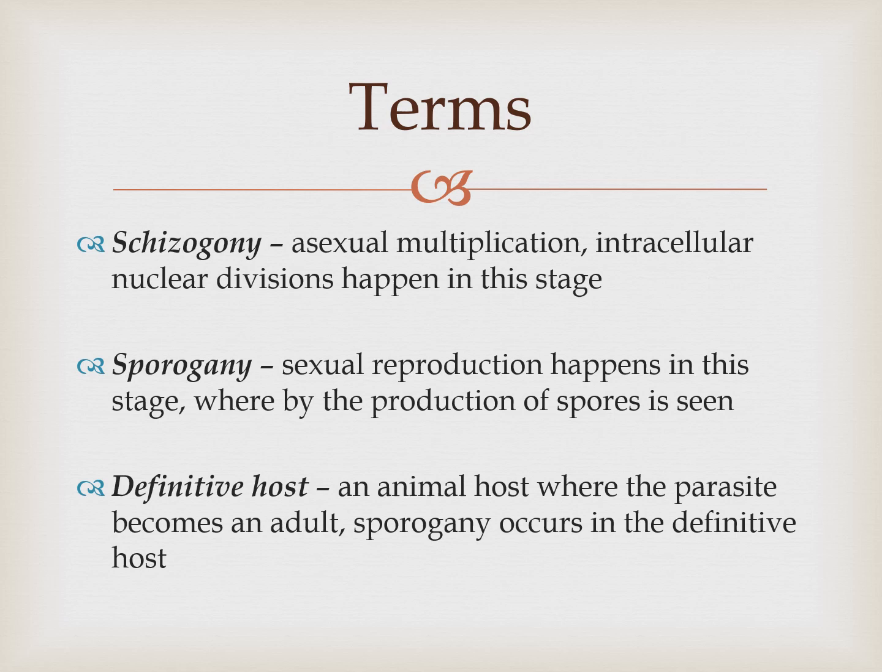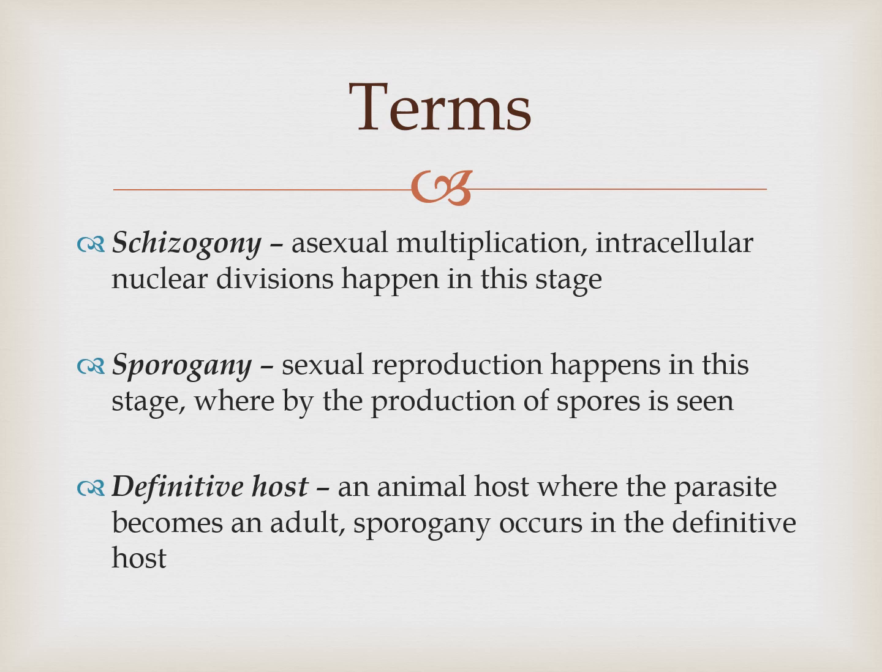In sporogony, this is sexual reproduction that happens in the stage whereby the production of spores is seen, when reproduction by fission of a spore results in sporozoites. You see this in cases of toxoplasmosis, isospora, and cryptosporidium. Definitive host is an animal host where the parasite becomes an adult. Sexual reproduction or sporogony occurs in the definitive host.